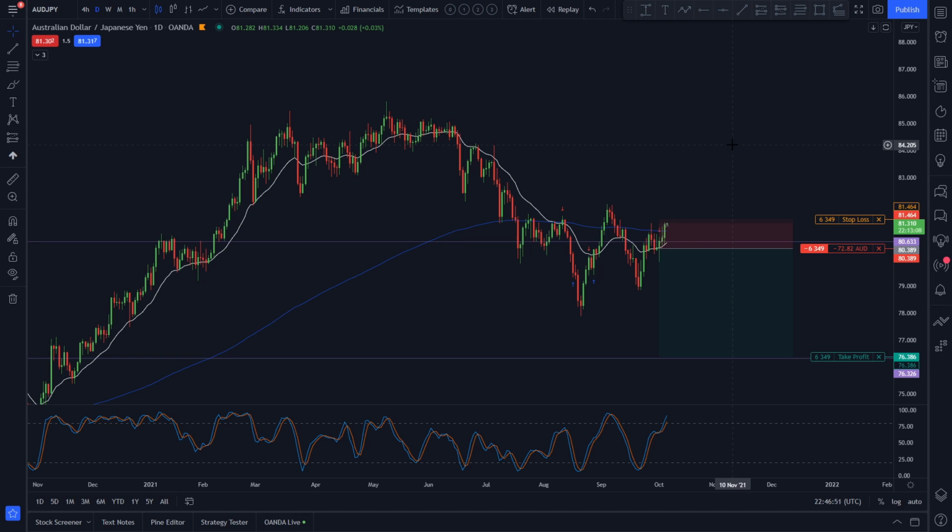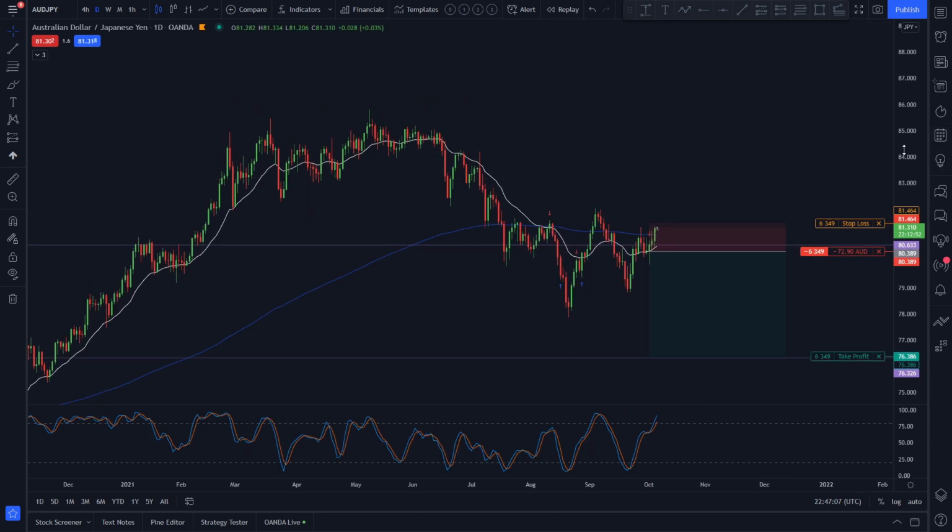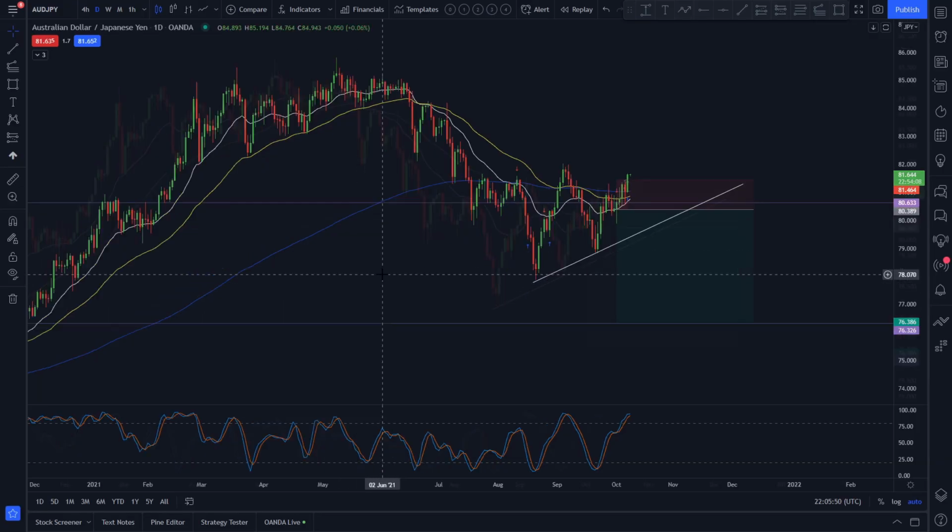So basically in trading, you have to let your probability play out in your favor. And how do you do that? Well, of course, that's what your trading edge is for. We'll let this trade keep running, and then we'll come back in the next couple of days to see where this trade has gone. Okay guys, now unfortunately we are all out of Aussie Yen.